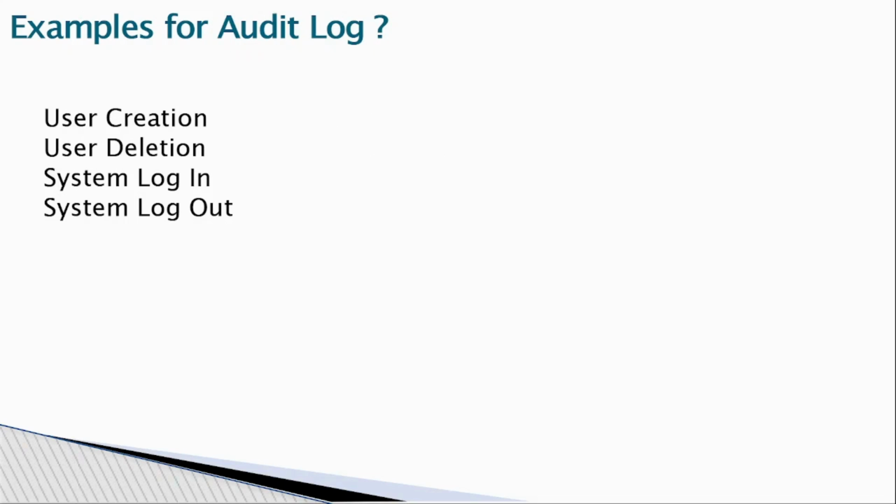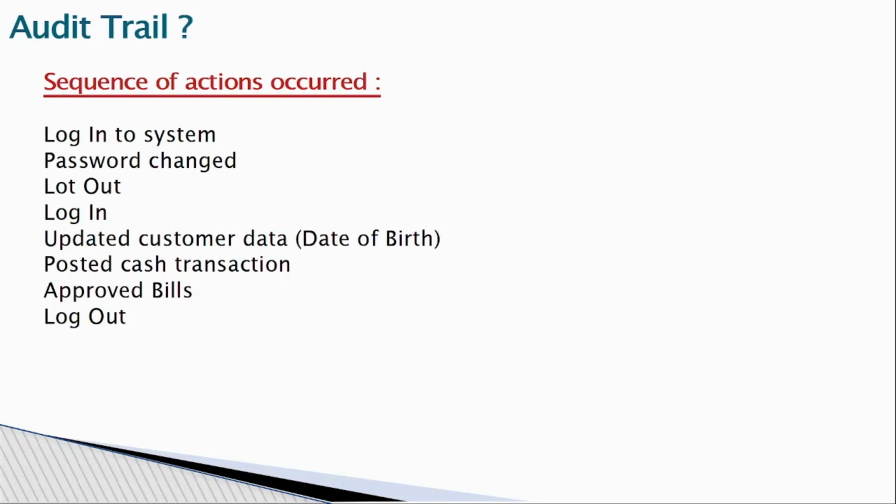Audit log will be user creation, user deletion, user becoming inactive, then you activate the user, change the password, default password, system login, logout, all this will come under audit log. So when you put all the activities in chronological order, this is called audit trail. So when the user logged into the system, when he changed the password, when he logged out, once again logged in, then updated some customer data, then posted some transactions and approved some bills, then logged out, all this will come under audit trail.